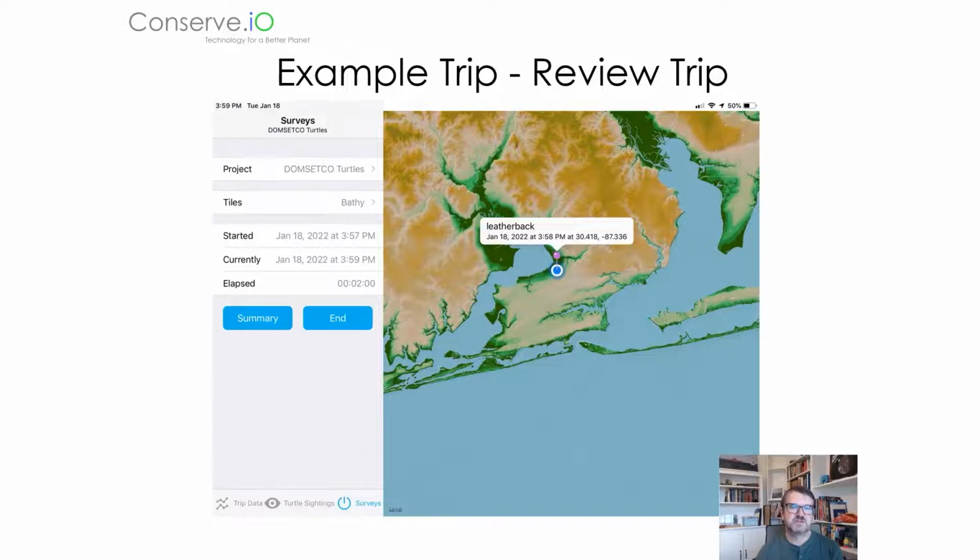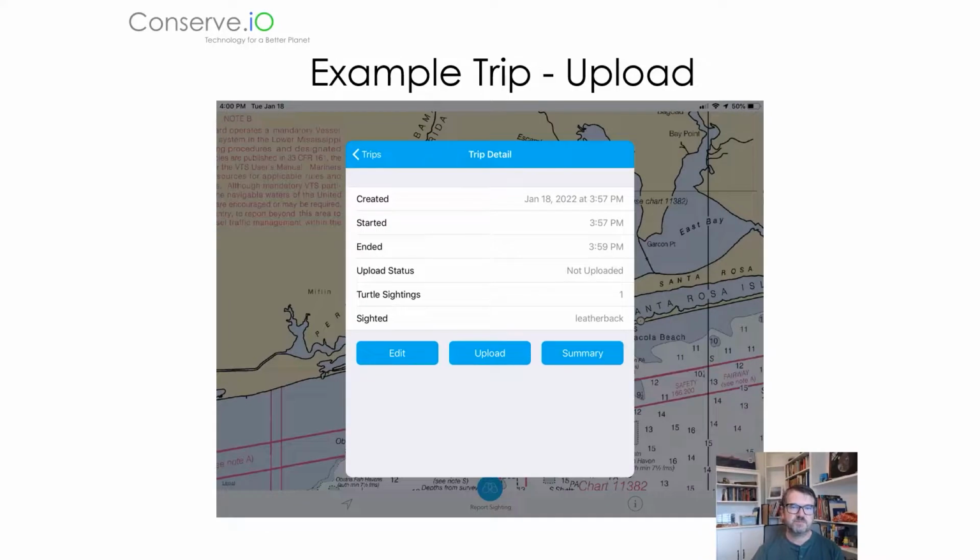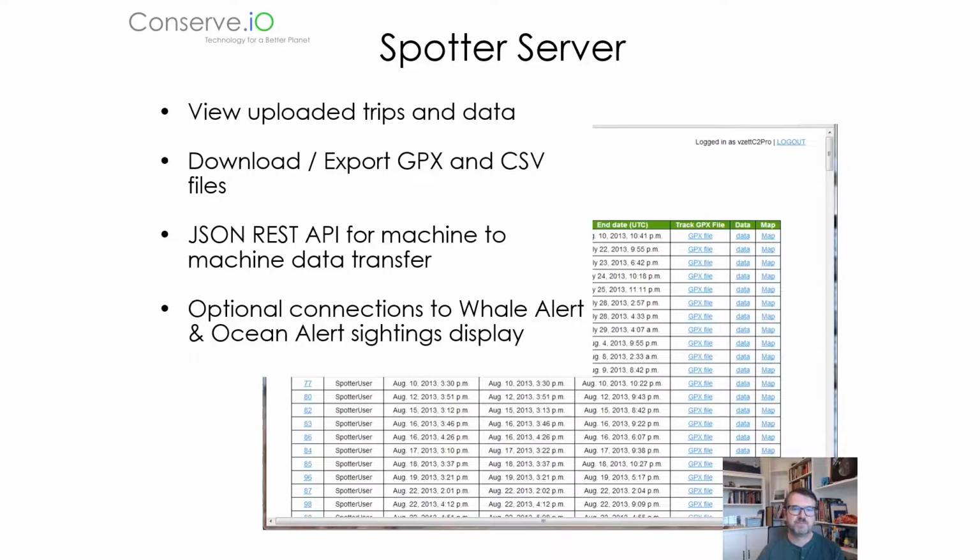To finish a trip, users simply tap End in the Surveys menu. From here, they can create the shareable trip summary or upload the trip to the server. Here's an example trip summary that's built on the device and shareable. Once a trip is ended and reviewed and the user has a network connection, they tap Upload to send it to the Spotter server where it becomes available to the project owners and anyone the project has set up for data sharing.